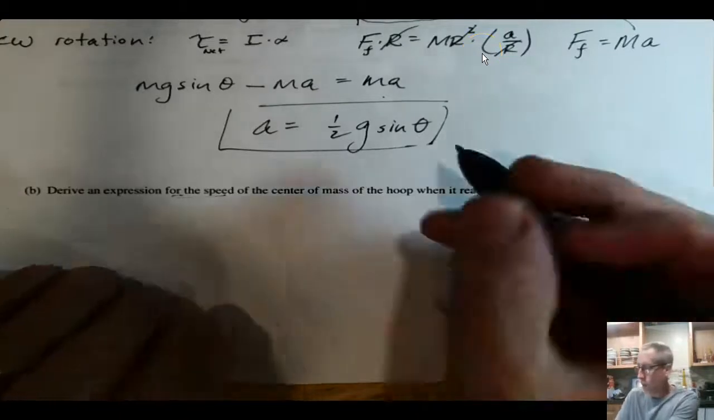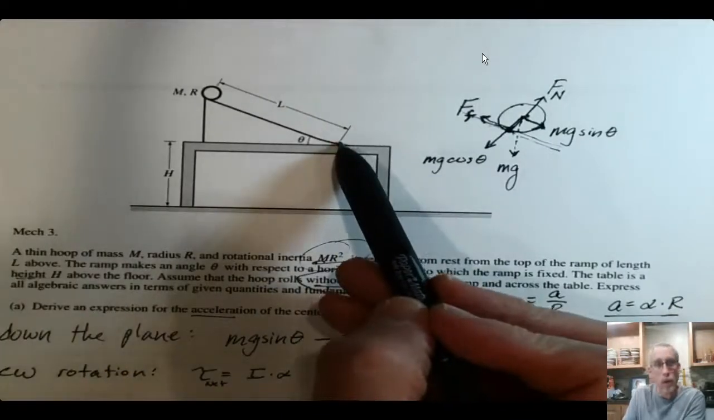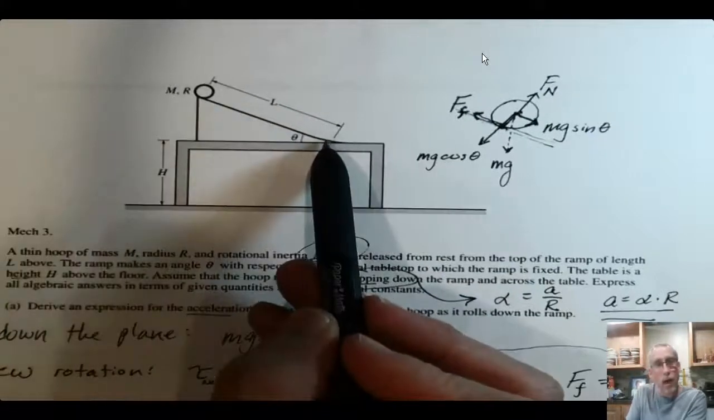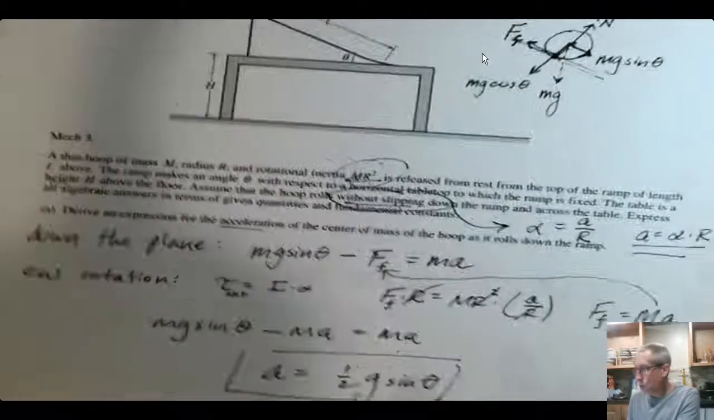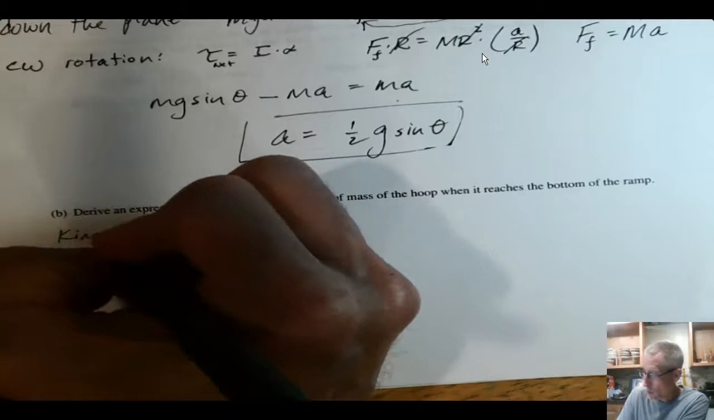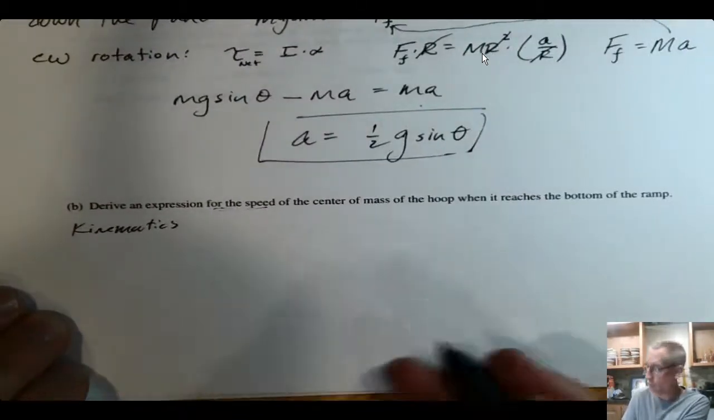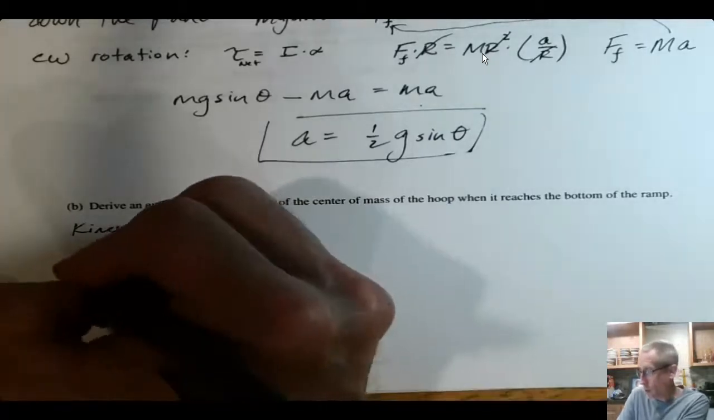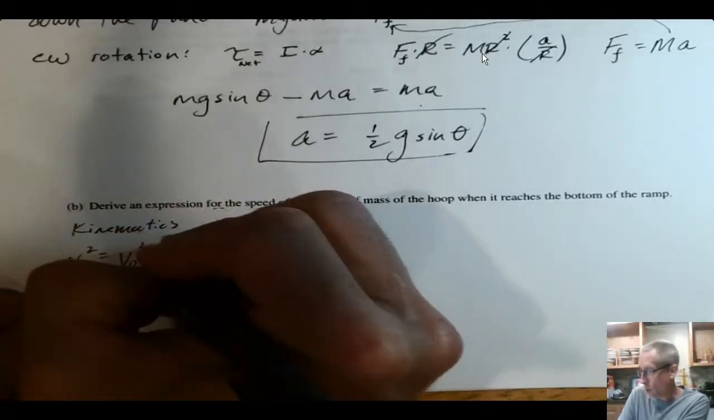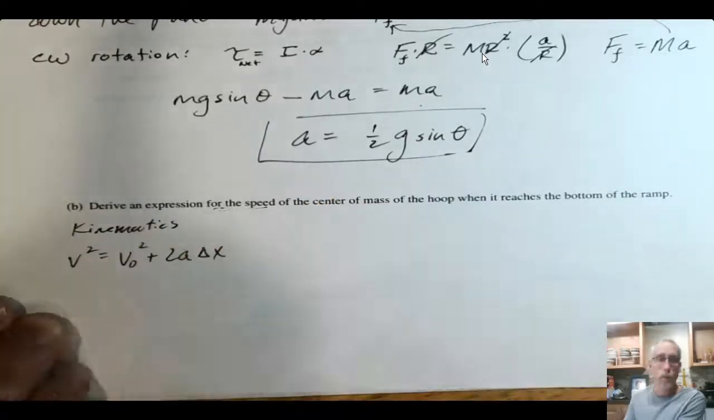Okay, so now we see we have nice uniform acceleration down the plane of 1/2 g sine theta. Now we're asked for how fast it's going to be going when it gets to the end. Notice they gave you the distance L, which is kind of nice. So you could just pretty easily do kinematics for this. When you have uniform acceleration, those first equations on the reference page are great, especially the one that says v squared is v naught squared plus 2a, and then I'll use delta x here.